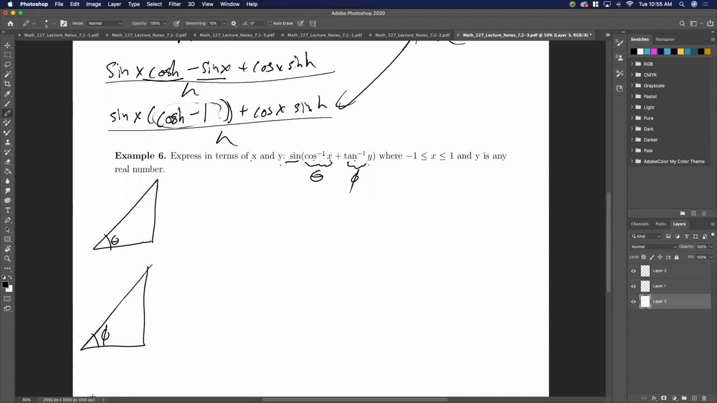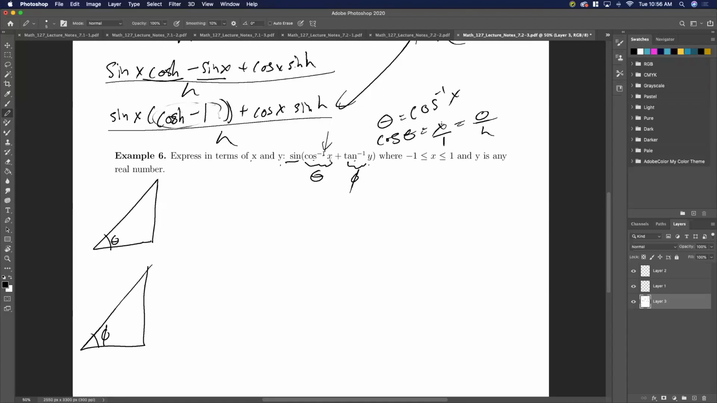And let's put in what we know. What does it mean to be the inverse? The inverse tells you what angle has a given cosine. So when theta equals the inverse cosine of x, let me make sure I don't get you lost. That's what I'm saying. Let's just say whatever this is, theta. That means cosine of theta equals x, which is equal to the opposite over the hypotenuse, right?